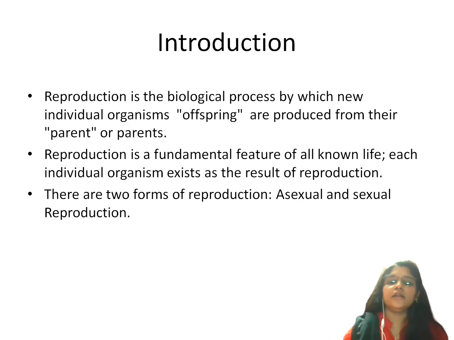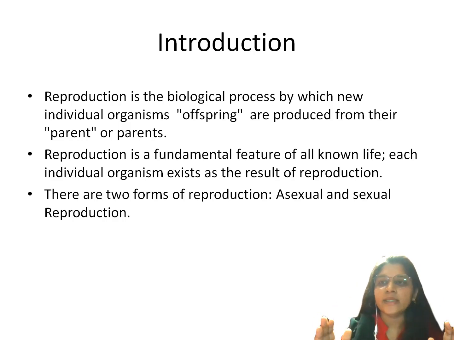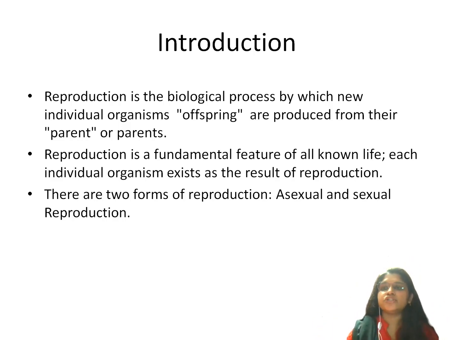Now we will see asexual reproduction. Asexual reproduction is a process in which offspring are produced from a single parent. Both parents will not be involved here. It is produced from a single parent, and asexual reproduction happens by means of different types.